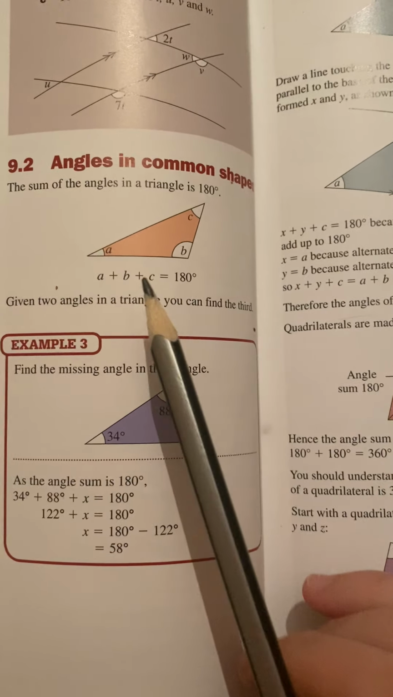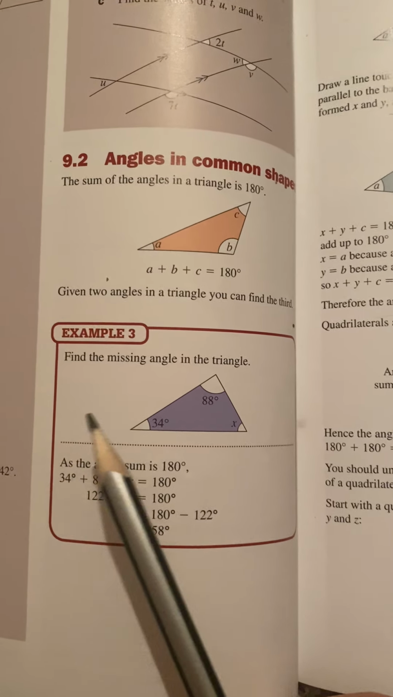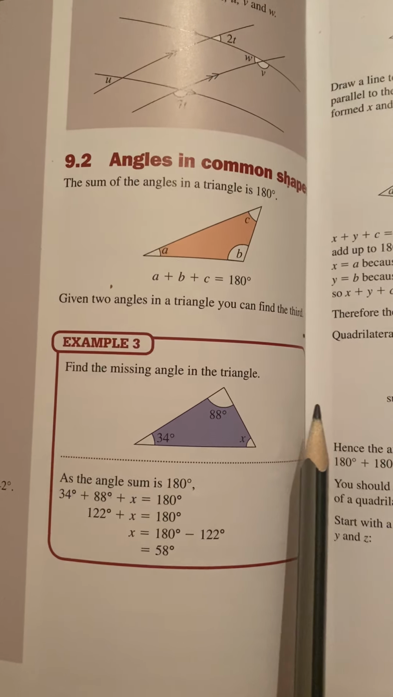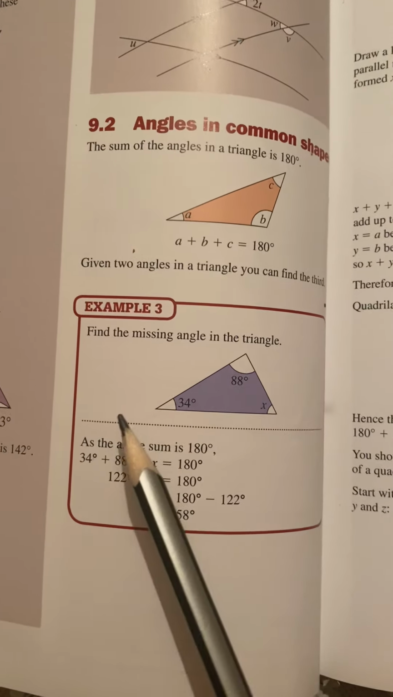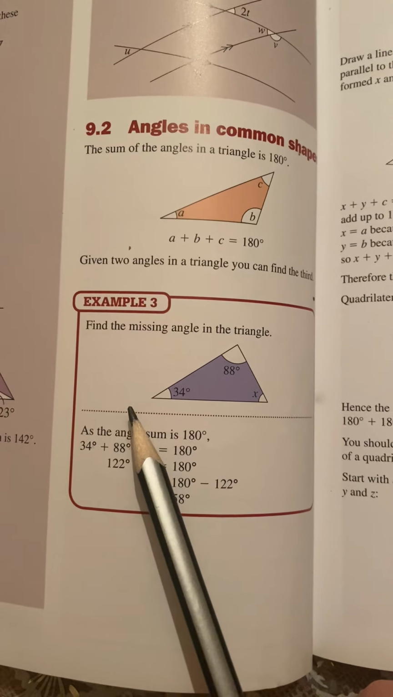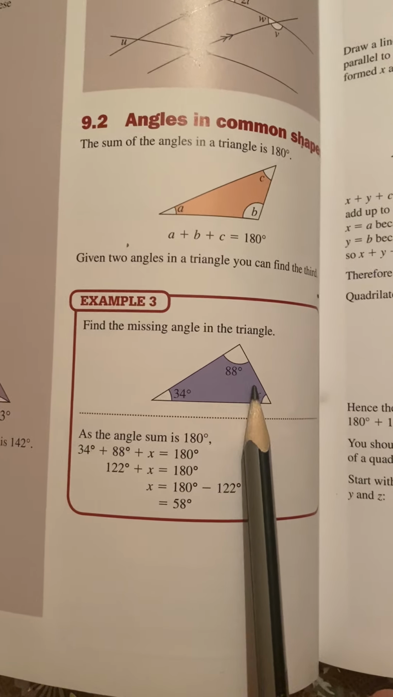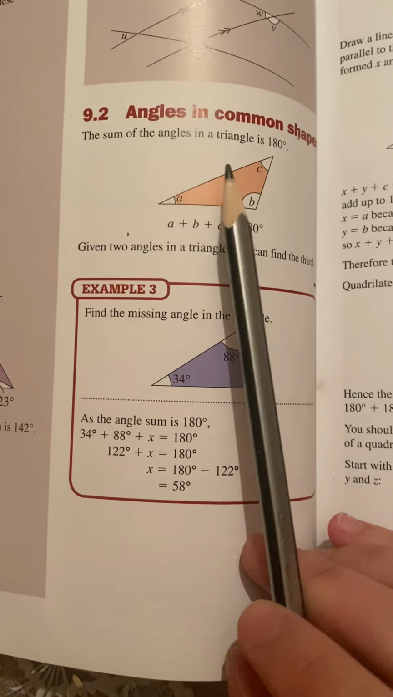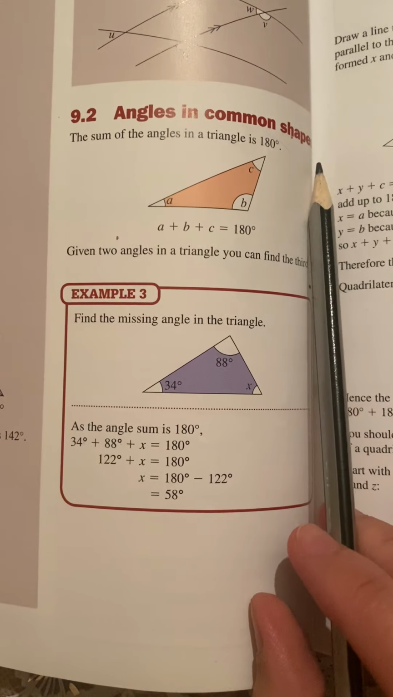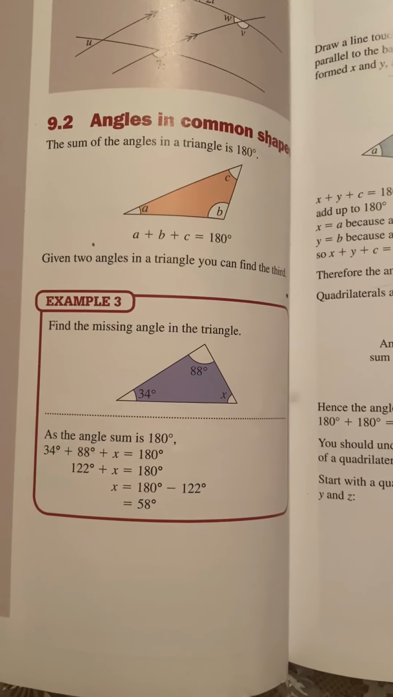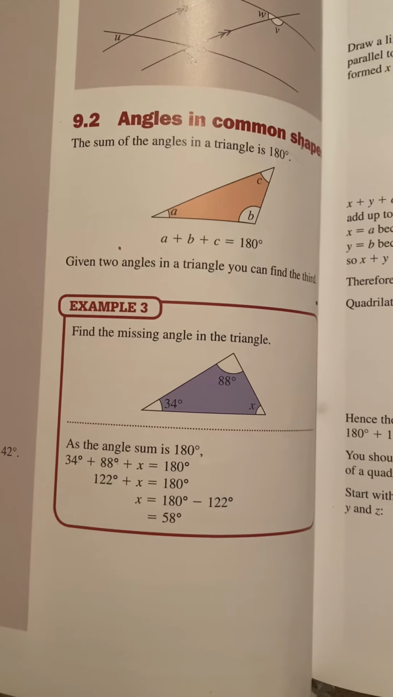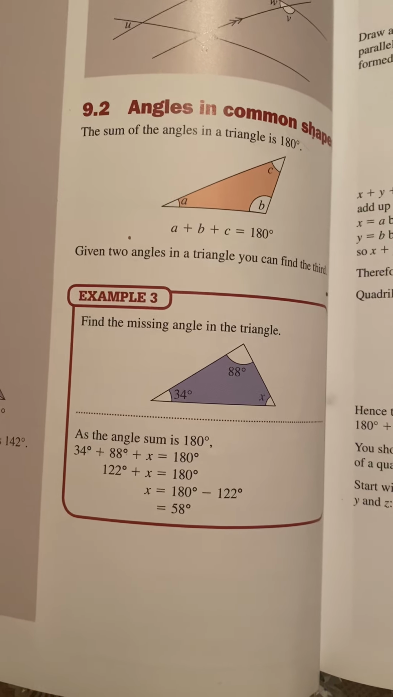Angles and common shapes. We did with you what's alternate angle, what's corresponding angles, what is right angle, what is obtuse, what is straight line angle. We already did them. Now we should start angles in common shapes, 9.2. What does it mean, angles in common shapes? We will find some of the angles in the different kinds of shapes.